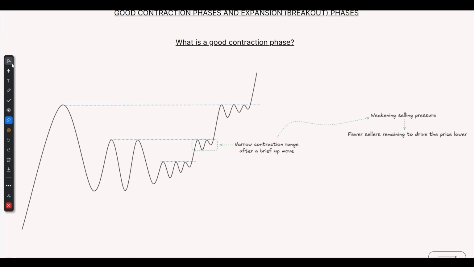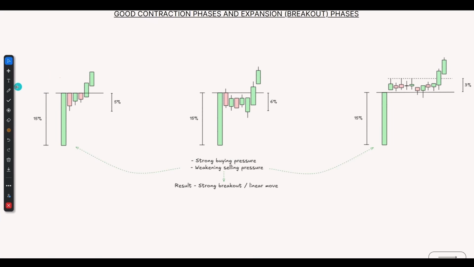We have discussed this multiple times in our previous lectures, that a good contraction phase is a healthy sign of a price structure. Whenever we see this kind of contraction after a good up move, it tells us that the sellers are weakening and there are few sellers remaining to drive the price lower. So even if a little buying force gets activated from the lower levels, it will ultimately result in a good up move from that contraction phase. Now here are some examples of how a good contraction phase and an expansion phase look.